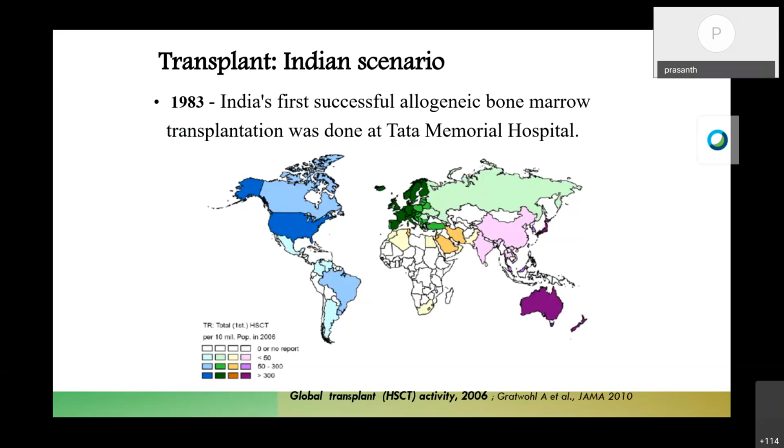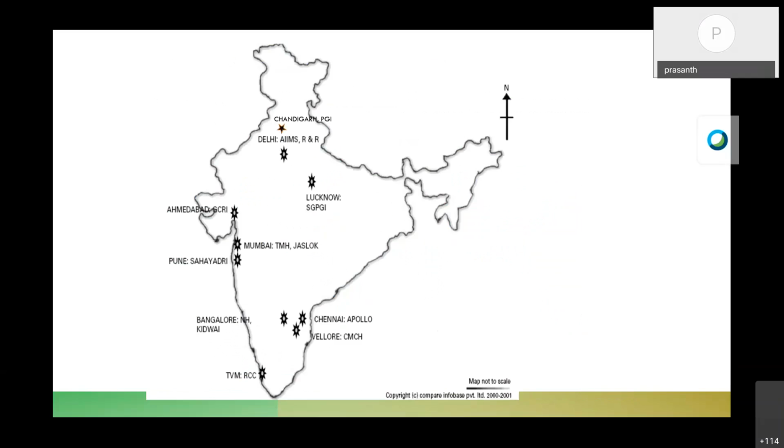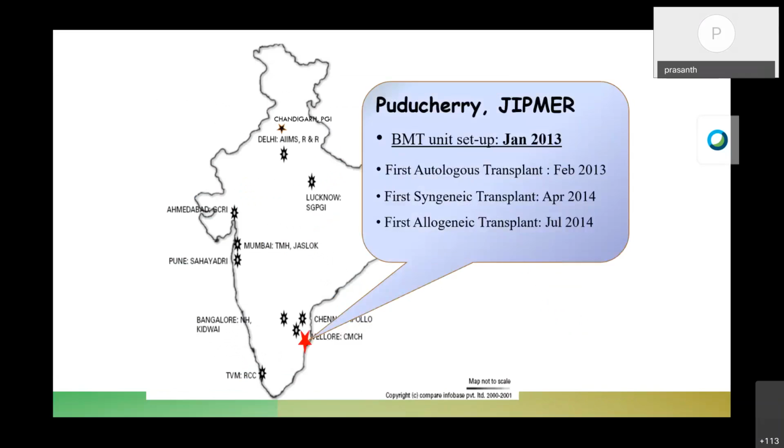It evolved from a handful of centers in the 1990s. You had just AIIMS, PGI, Tata Memorial Center, CMC, Chennai Apollo and Cancer Institute, RCC Trivandrum. Less than 10 centers. And now we have more than 100 centers doing transplants in the country. In JIPMER, the BMT unit was set up in January 2013, and the first autologous transplant was done in February. And we've done the first allogenic transplant in 2014. Before that, syngeneic transplant, which is from an identical donor.